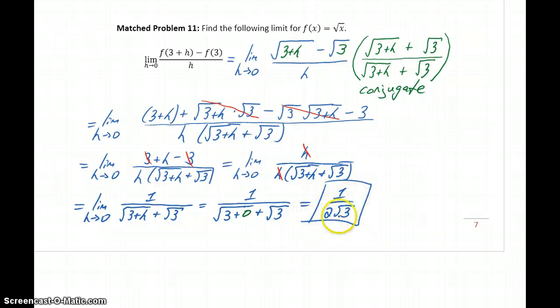Again, you could plug this into your calculator and get an infinitely repeating decimal answer, but for these theoretical problems, unless we're dealing with an application problem, we want to leave things as exact results.